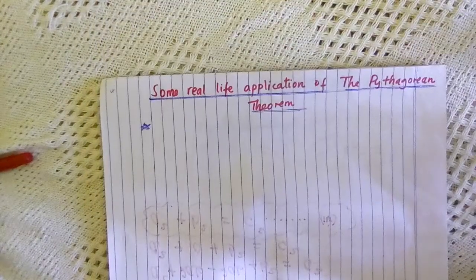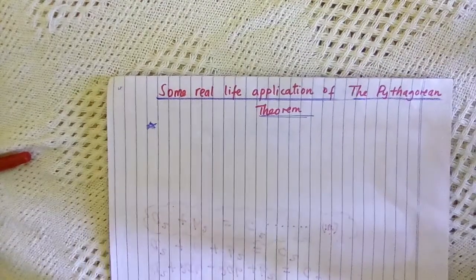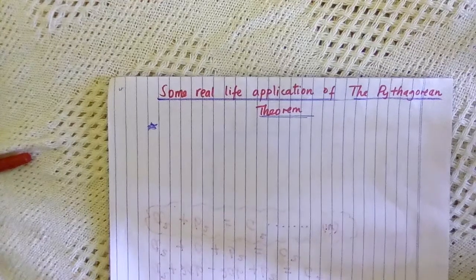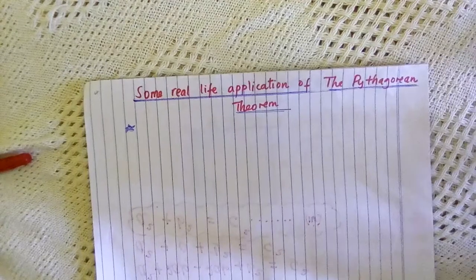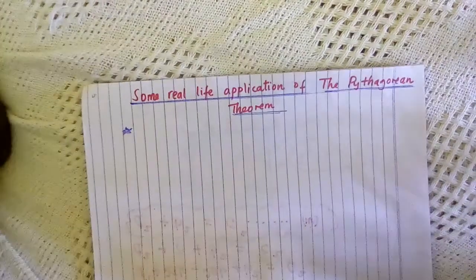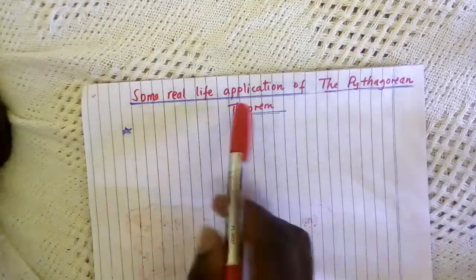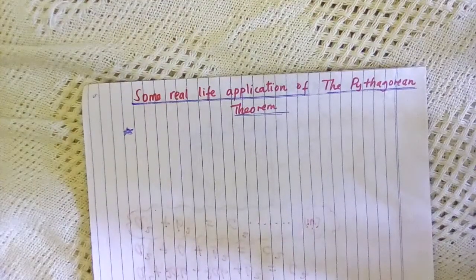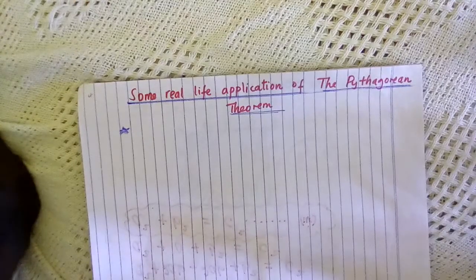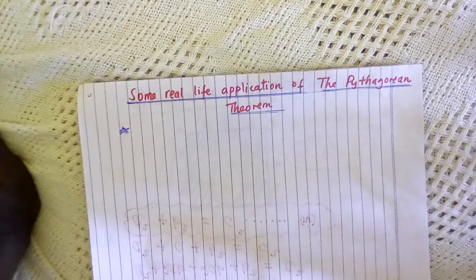We should actually appreciate the Greek philosopher Pythagoras. He did very interesting things in mathematics, which he used in architecture and in other big fields of mathematics. So now, without wasting your precious time, let's look at the real life applications of the Pythagorean theorem. I'm going to show you a few applications, and the other one we're going to find in the description below of the video.